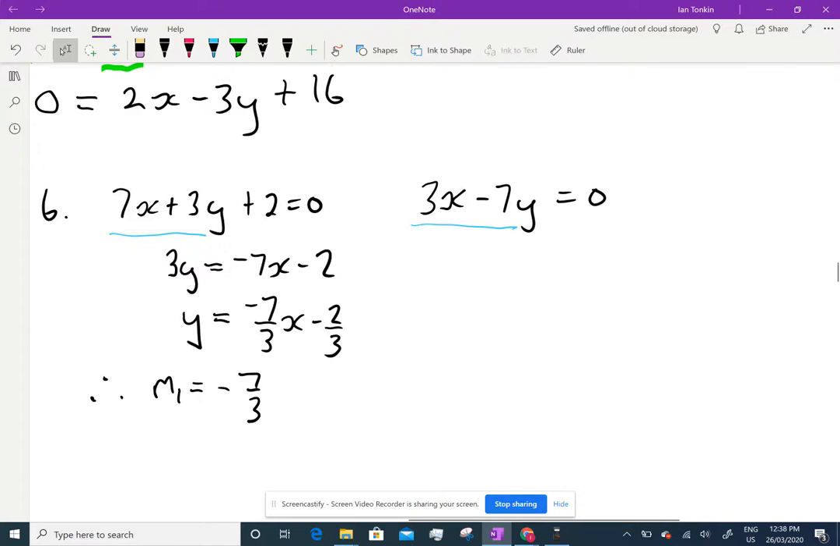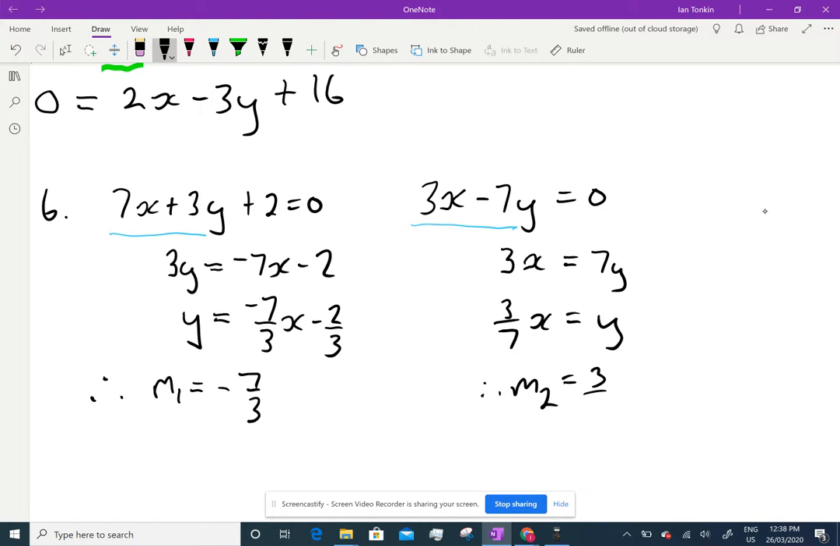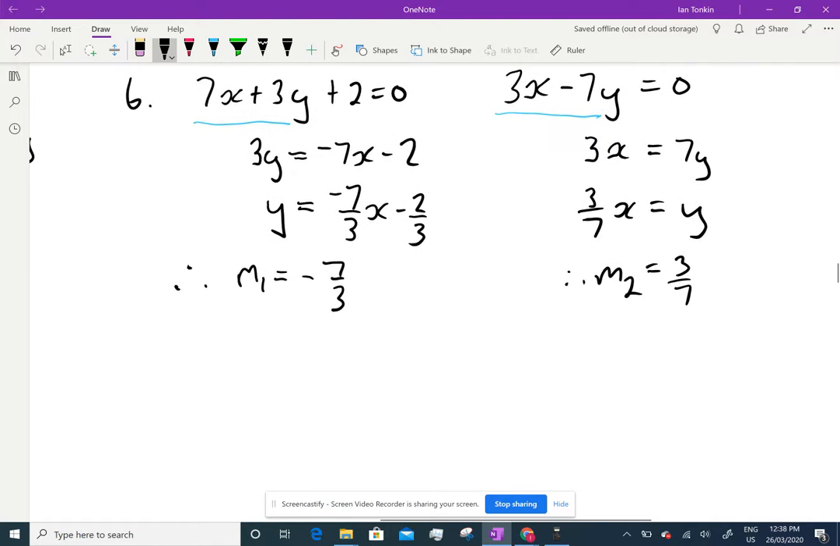I'm going to do the same here, but here my 7y is positive, so I'm taking it over the other side. I'm going to get 3x equals 7y. I'm going to divide by the 7. 3 on 7 x equals y. Therefore, m2 equals 3 on 7. Now, even though we can say, oh, they're negative reciprocals, hence they're perpendicular, this is the way you should write it.